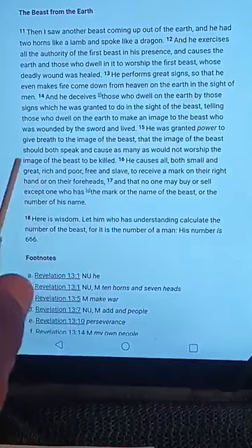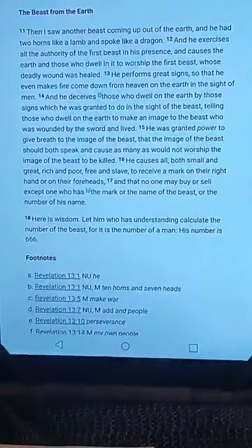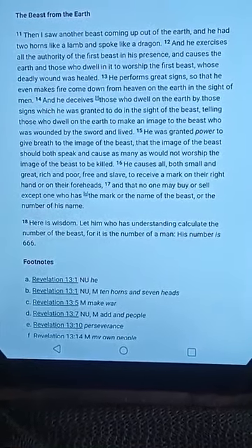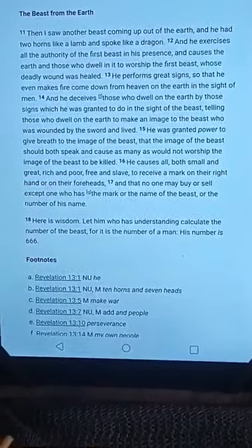No matter where you are, you got to worship this beast, and you can't buy nothing or sell nothing unless you got the mark. So you're not going to survive if you don't get the mark. And if you don't bow down, you're going to get killed. But if you awaken, you're going to have protection. They can't do nothing to you. You're going to be in a separate land area where I'm going to set it up.